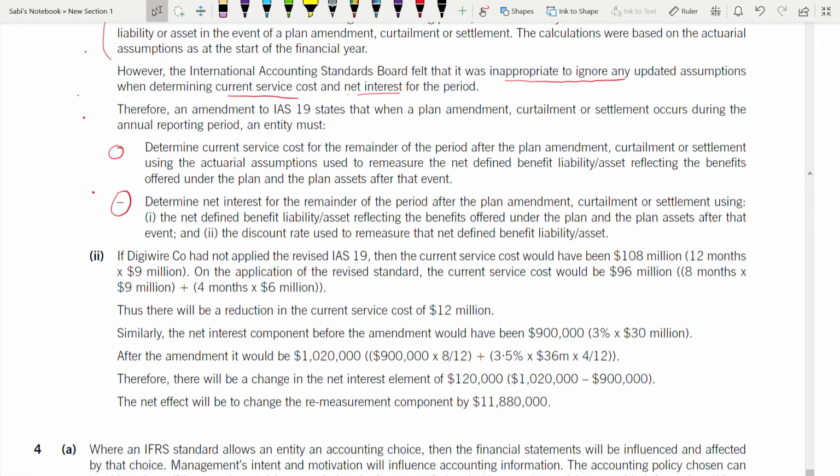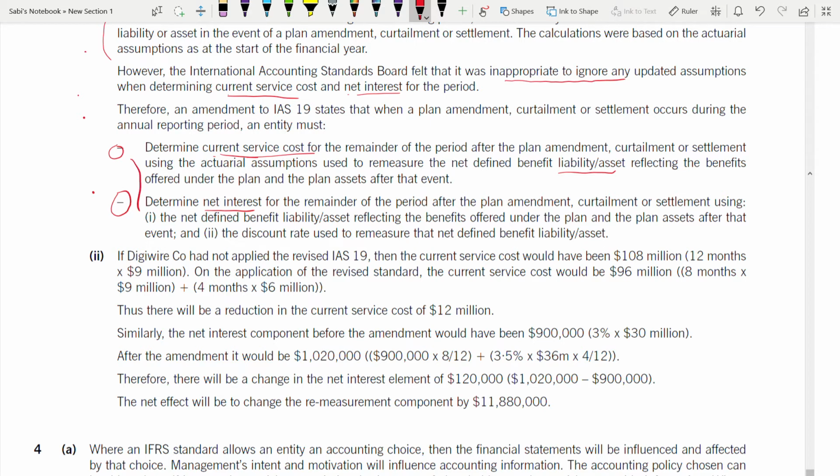Determine the current service cost for the remainder of the period after the plan amendment, curtailment, or settlement, using the actual assumptions used to remeasure the net defined benefit liability or asset, reflecting the benefits offered under the plan and the plan assets after that event. Next, here they talked about current service cost. Here they talk about net interest. So determine the net interest for the remainder of the period after the plan amendment, curtailment, or settlement using the net defined benefit liability or asset, reflecting the benefits offered under the plan and plan assets after that event, and the discount rate. So the wordings are repeated from here.